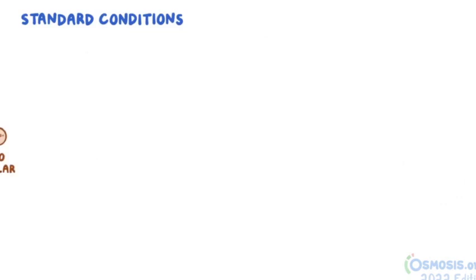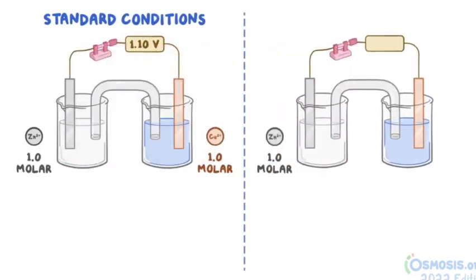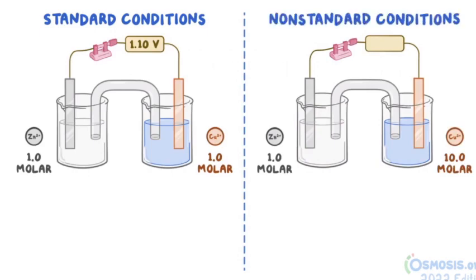Now let's change things up. Let's keep the zinc ion concentration at 1.0 molar, but increase the copper ion concentration from 1.0 molar to 10.0 molar. Now we have non-standard conditions. Let's calculate Q at the moment that we close the switch. At that moment, Q equals the concentration of zinc 2 plus divided by the concentration of copper 2 plus. So 1.0 divided by 10, or 0.10.